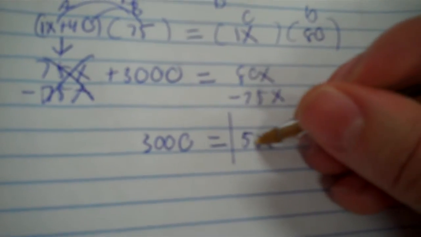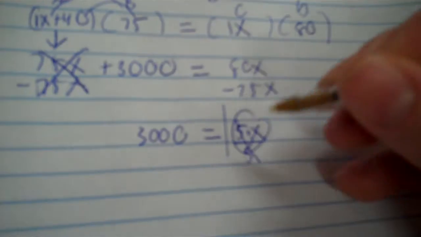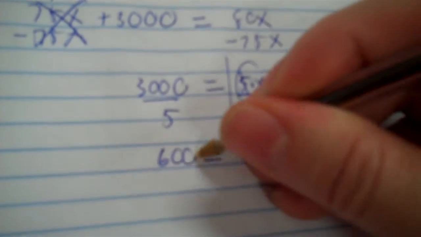Then we just divide by 5. 3,000 divided by 5 is 600. So that's your first answer. Now the second answer is easy to find. That's 600. This is 600 plus 40. That would be 640.